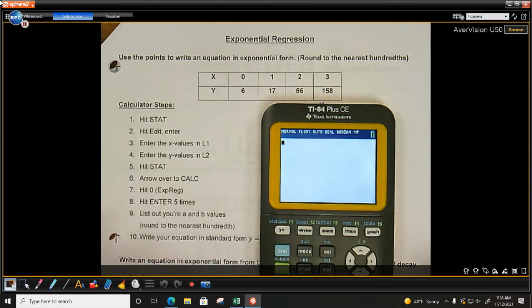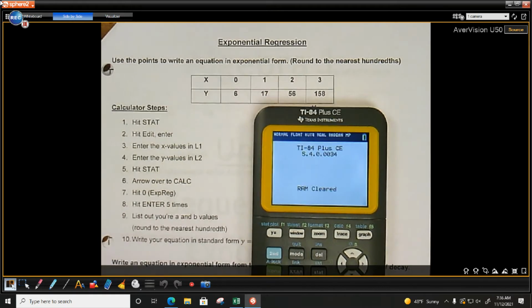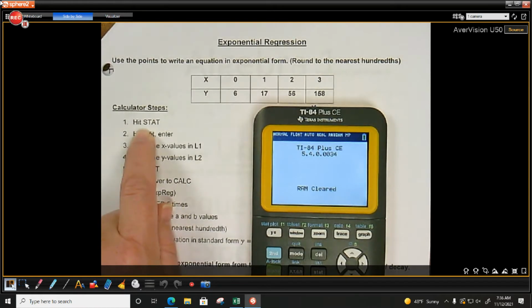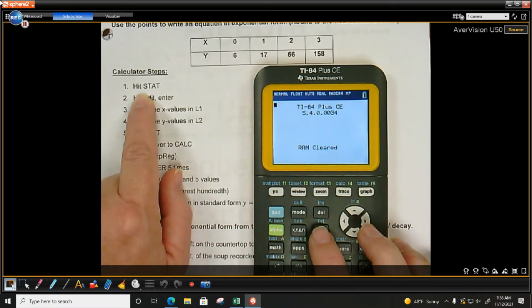Remember, we want to clear the calculator before we start. How do we clear it? Second plus 7, 1, 2. Everybody clear your calculator. Second plus 7, 1, 2. And then it should say RAM cleared. Then over here we have our directions. You're going to hit Stat, which is right below the delete button. So let's all follow along with me.